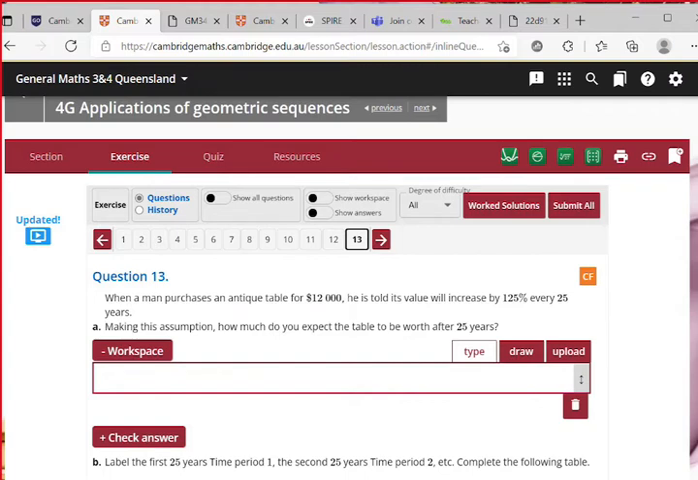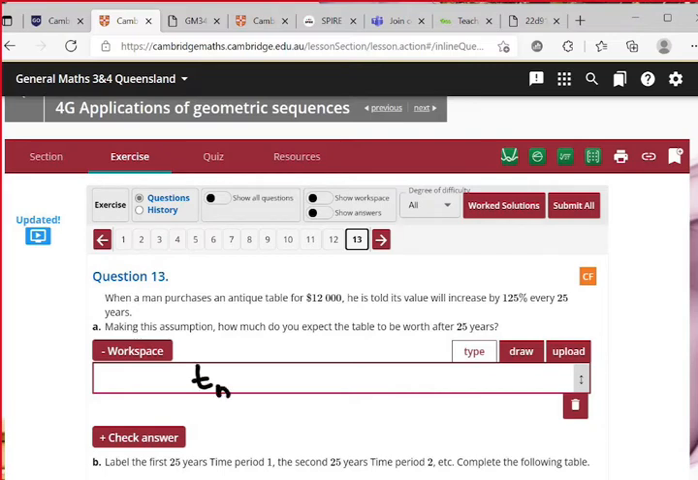So we know that the initial value is $12,000. So that's our first value. And we also know that it's going to increase by 125% every 25 years. So what we're going to do is use that same formula that we did a moment ago, and we're going to write up an equation for it.